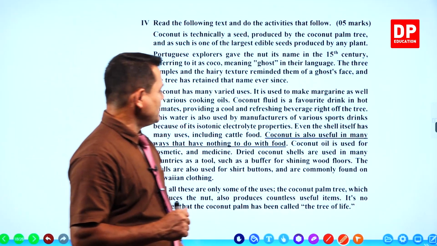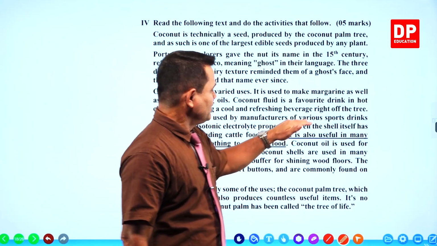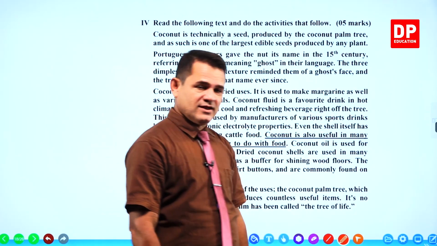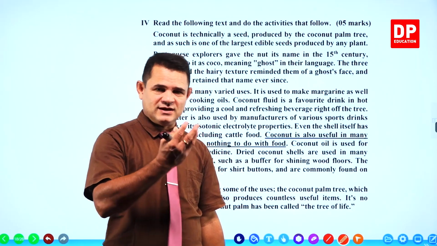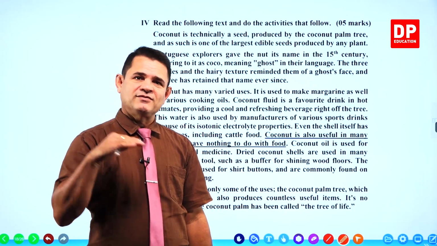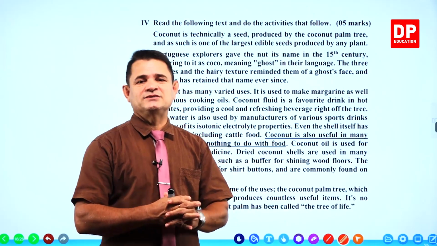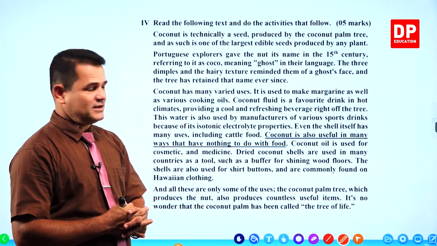Providing a cool and refreshing beverage right off the tree. Right off the tree, a refreshing beverage. It's a very nice drink. I think you have experience of it.